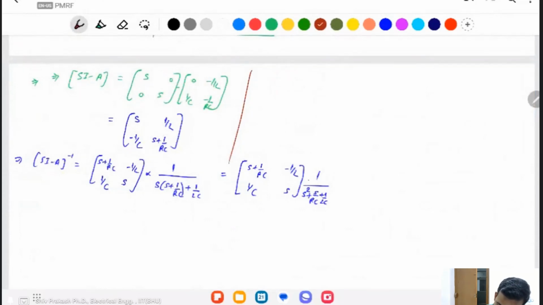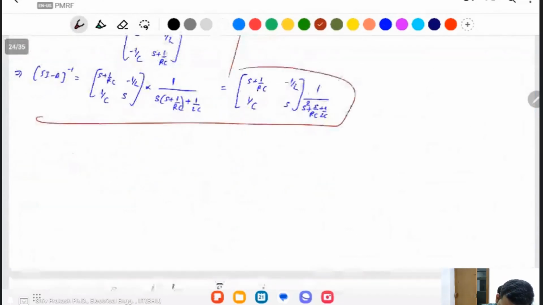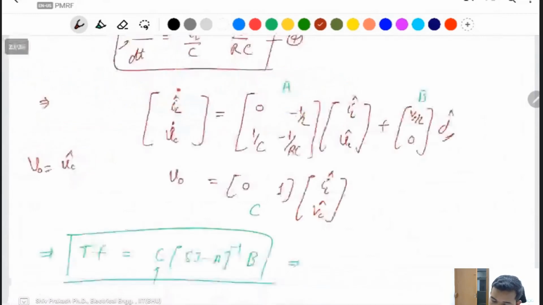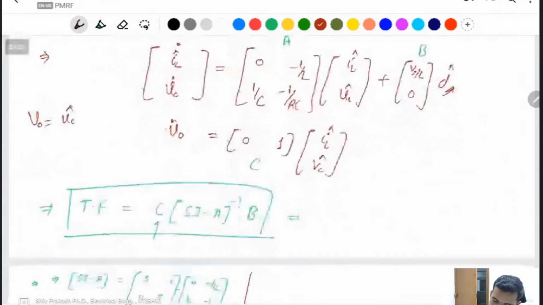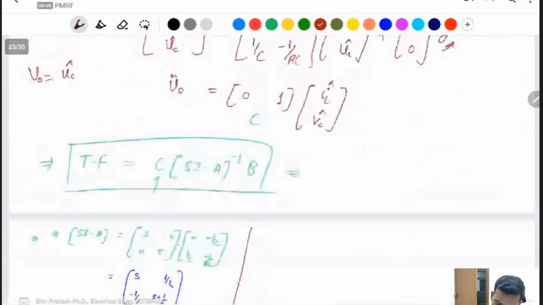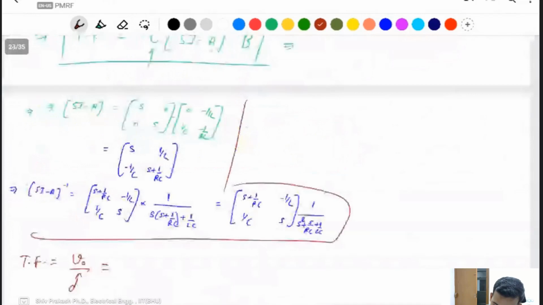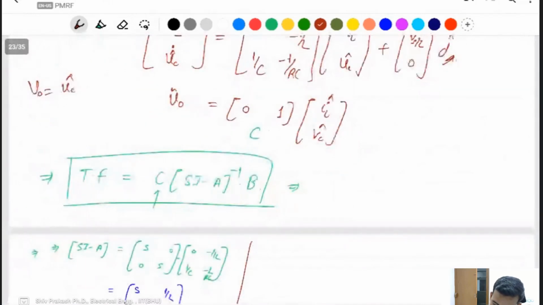Then the transfer function is output voltage divided by input. The input is the duty ratio. You can change only the duty ratio as an input, because here B represents the duty cycle perturbation. The output is shown as Vc, and the output V divided by D cap is the transfer function. C into SI minus A inverse into B, with C being 0 1.